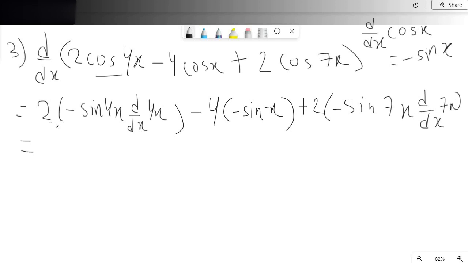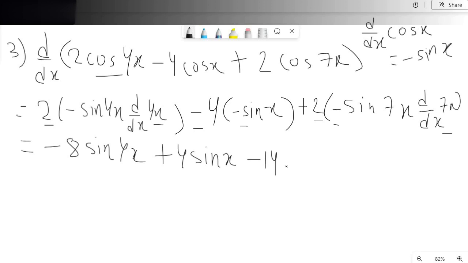So we have 2 here and we have 4 here, so we are at minus 8 sine 4x. As there are 2 minus signs here, we get plus 4 sine x. And here we have 2 multiplied with minus and multiplied with 7, so we have minus 14 sine 7x. And this is our final answer.